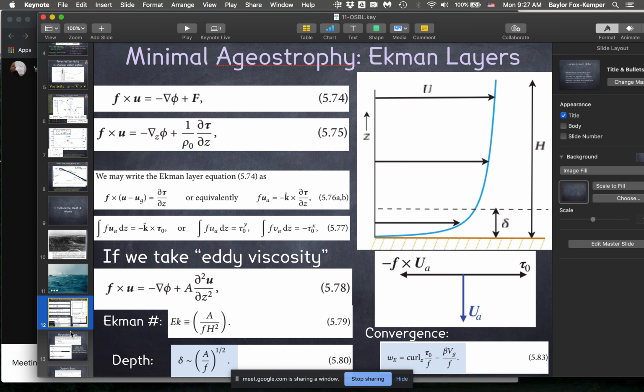Okay, so that's the basics of the Ekman layer. Are there any questions about that before we move on?